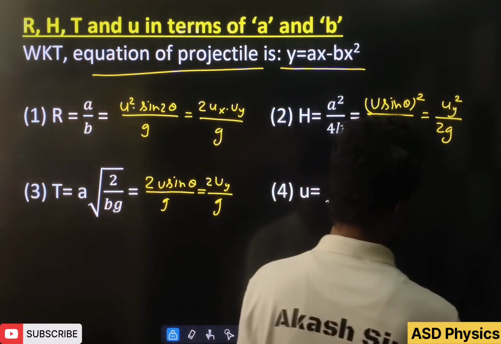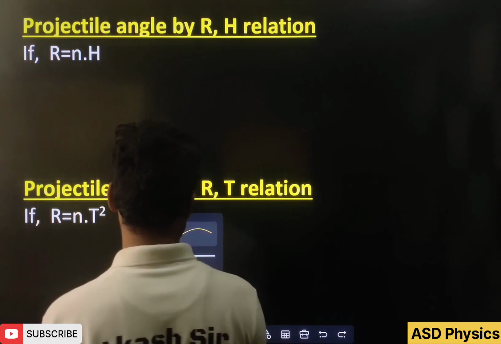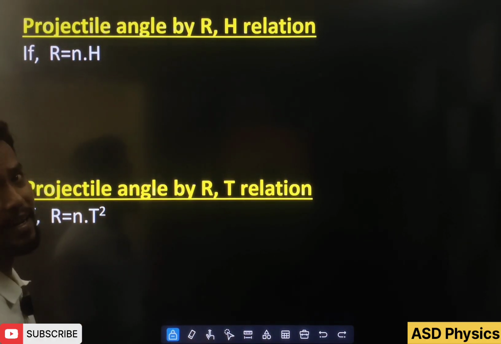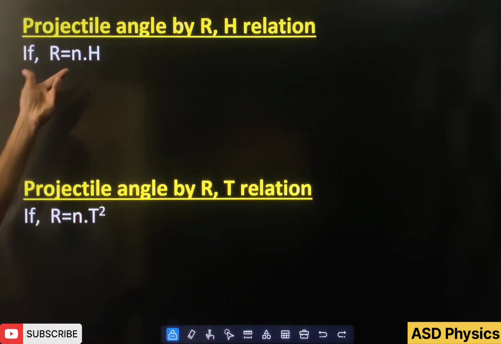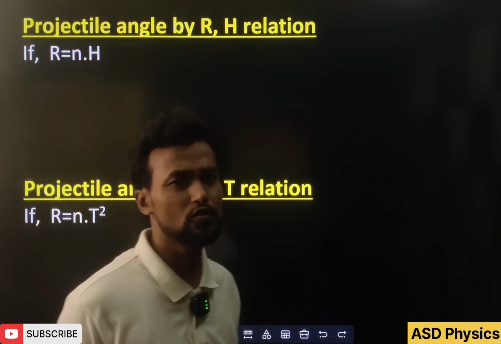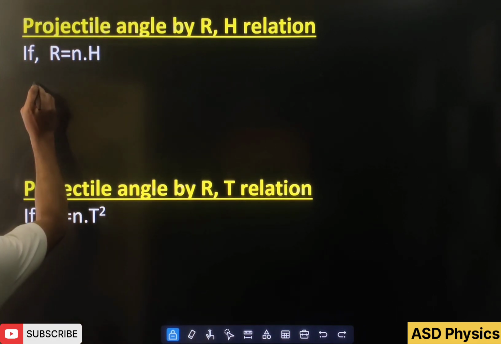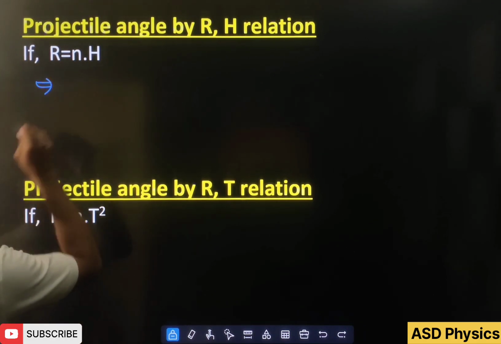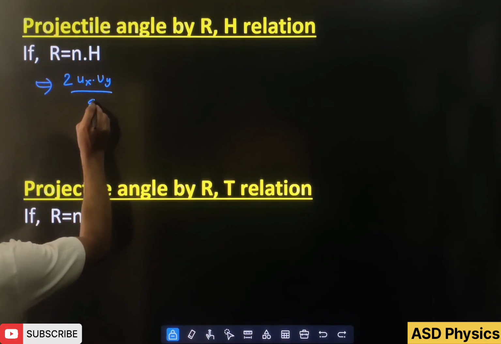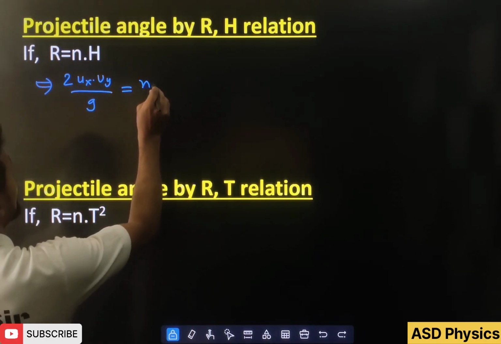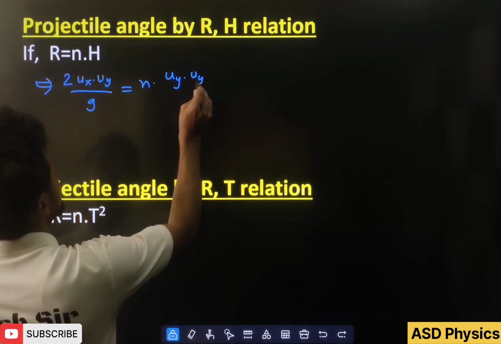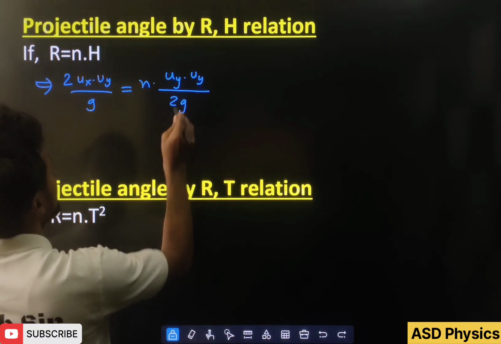Great. Now students, next we are going to see the projectile angle from the r and h relation. Sometimes they will tell r equal to 2h, r equal to 3h, r equal to 4h. So how to get the angle of projection? See here please, r in component form I can write as 2 ux uy by g equal to n times h, and h means uy square, that means uy into uy by 2g.